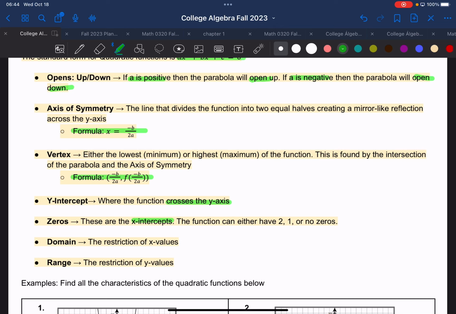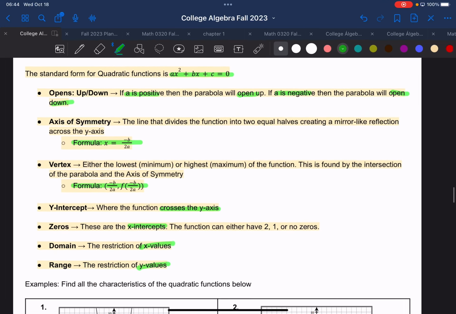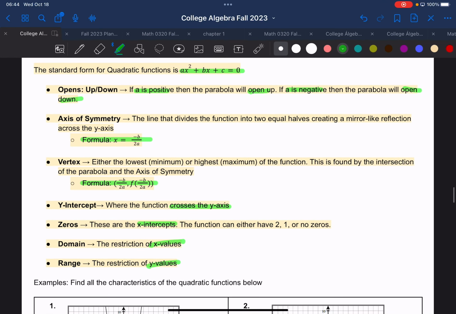And then lastly, the domain and range. The domain is the restriction of x values, and the range is the restriction of y values. So again, a lot of vocab in the beginning, but we're going to define all that in our examples too. Any questions on vocab?